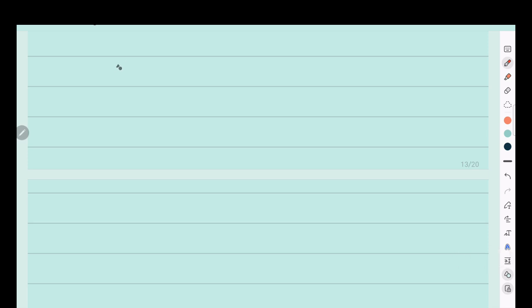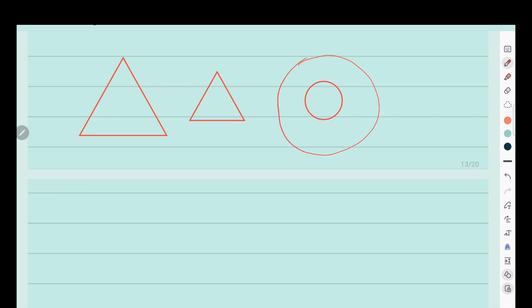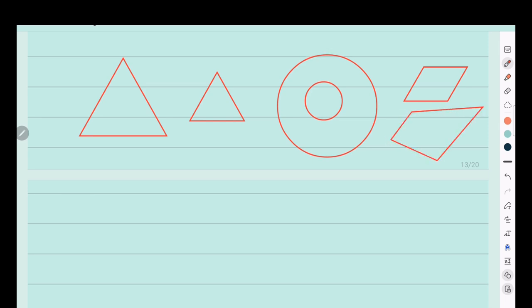So I'm going to draw here some geometrical shapes. So this is a triangle. Obviously, what is a triangle? A triangle is a closed space which is surrounded by three straight lines. Okay, that is the definition of a triangle. And then we know that there are other shapes also: circle, and then quadrilateral, parallelogram, and many other kinds of shapes.